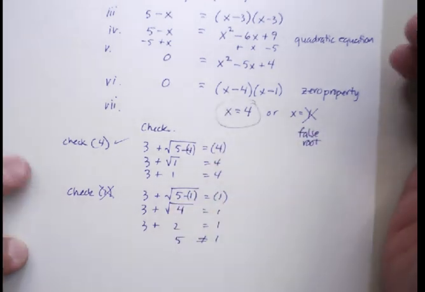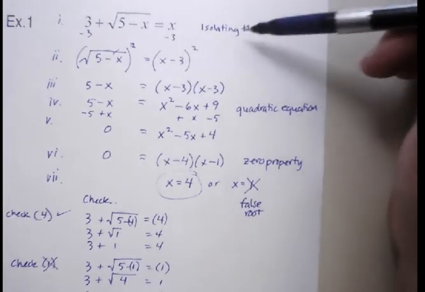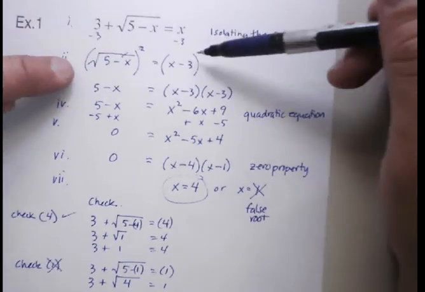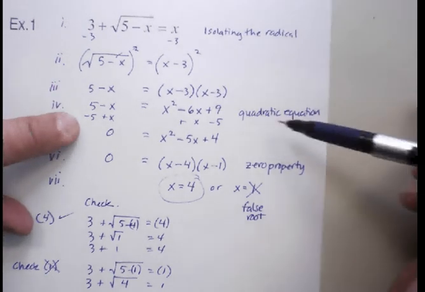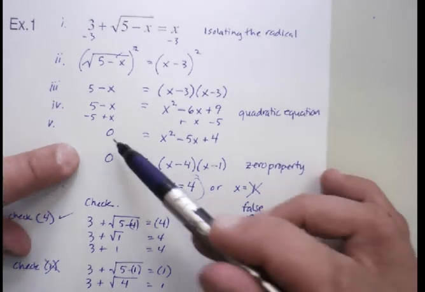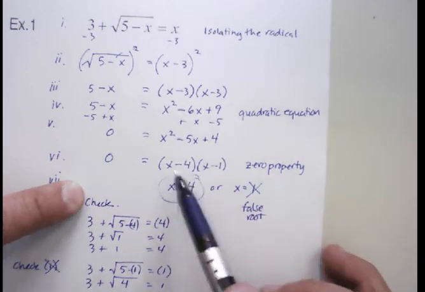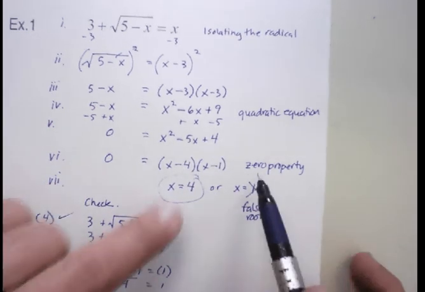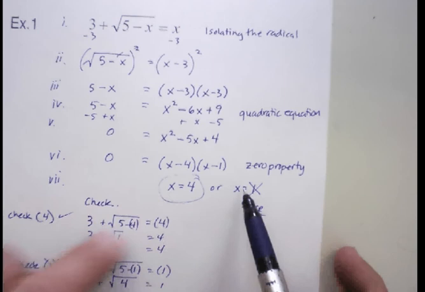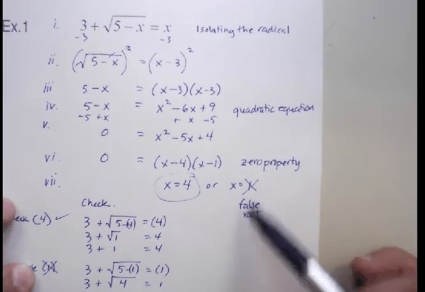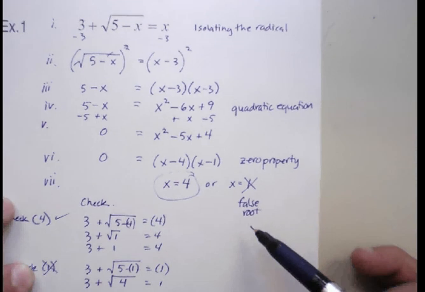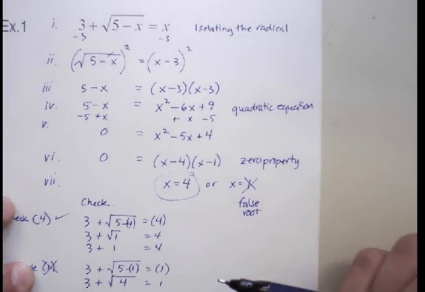Okay, now I hope that helped. Let's go through the steps one more time real quickly. Remember, isolate your radical first. Go ahead and square both sides, which means a FOIL here. Now that you have a quadratic equation, you set it equal to 0. Factor, use the 0 property. Once you get your two answers, check them both because they might not work. In this case, it didn't. One of them worked, one of them didn't. One was a false root. And that is how you do all these equations. All right, good luck to you.